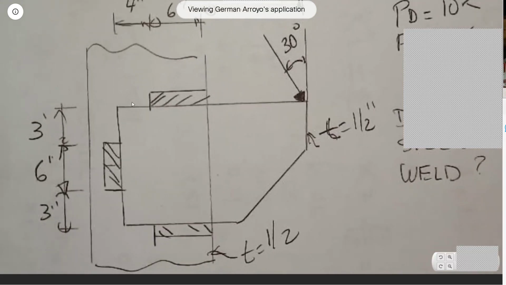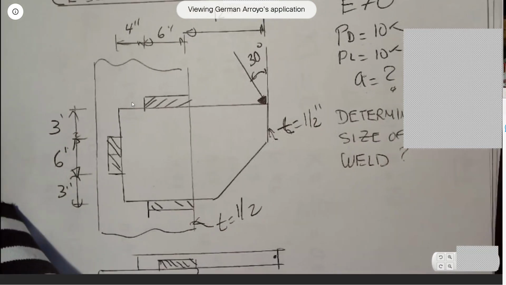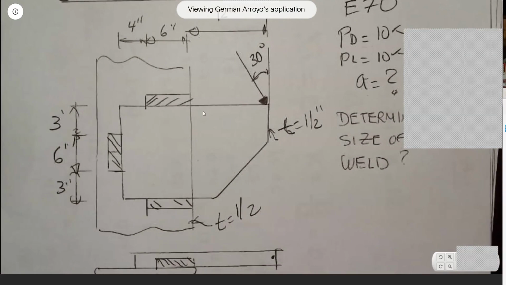Look, this is the problem I'm giving to you in class. Look at the geometry. From this point we have 12 inches. So whenever I compute the moment, I'm going to use the 12 plus whatever distance I have here. I'm going to have two components, one in X and one in Y, so I'm going to have the eccentricity in X and the eccentricity in Y.